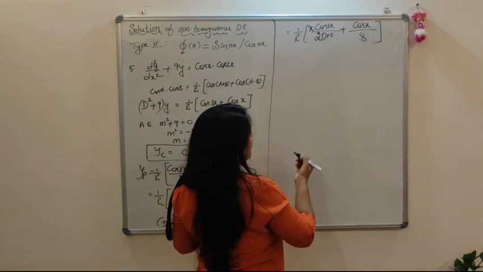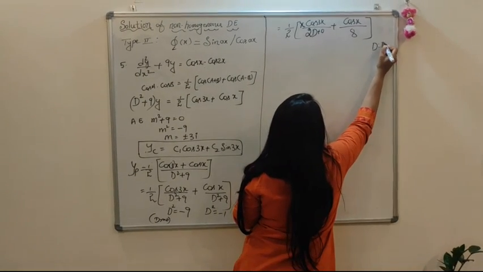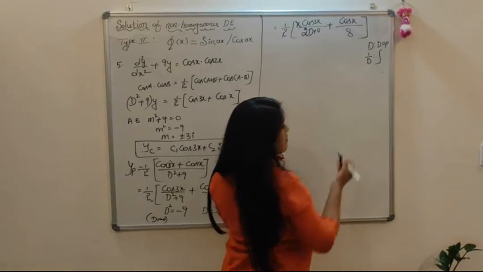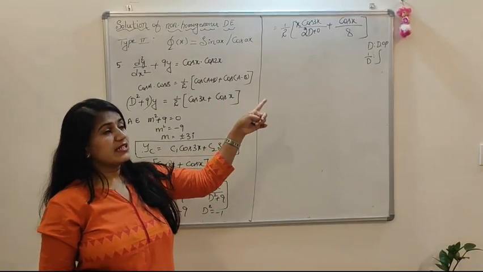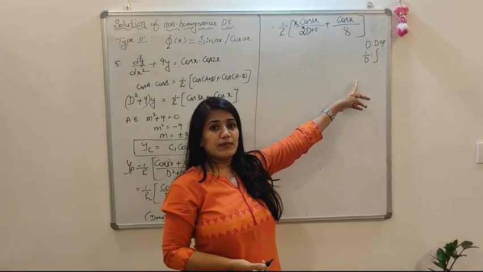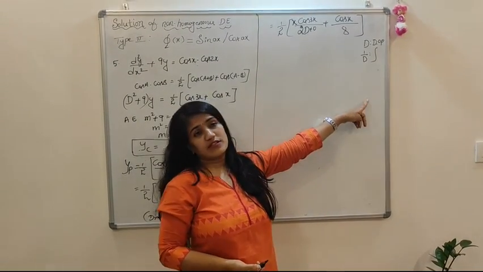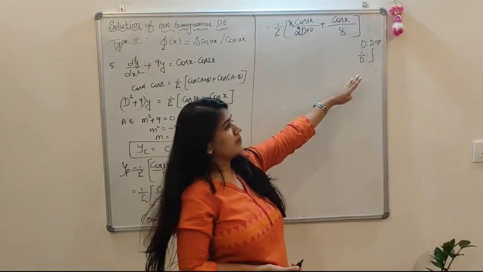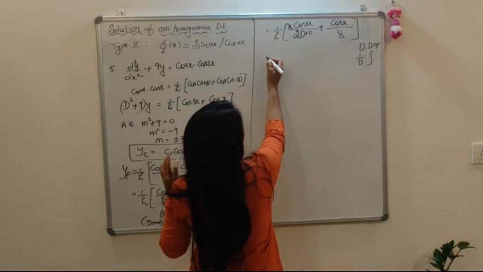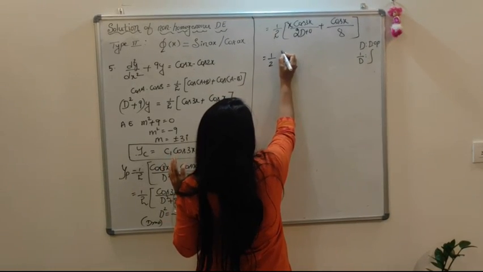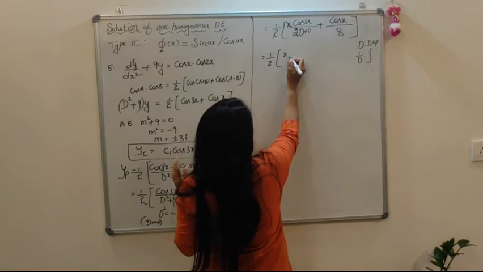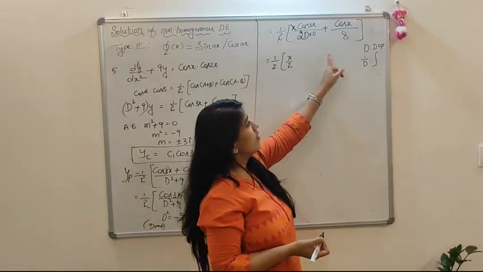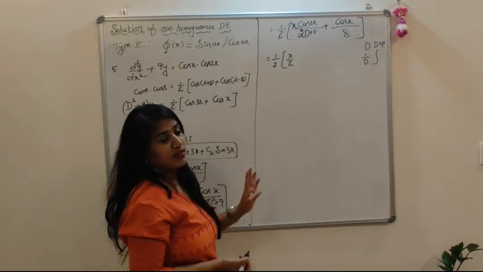Now, you know that D is the differential operator. Similarly, 1 by D means the inverse differential operator, the reciprocal of that. D means differentiation, 1 by D means integration. So I will write it as 1 by 2 into x, same way 1 by 2, x by 2. We should not include x for integration. We have taken x because the denominator we got was 0.